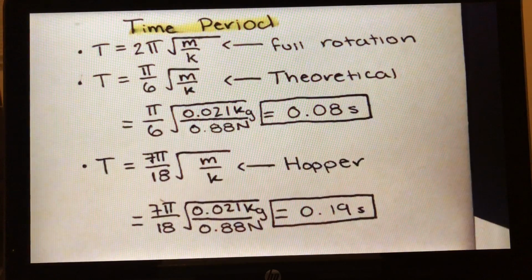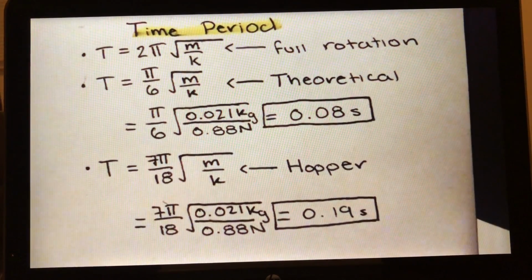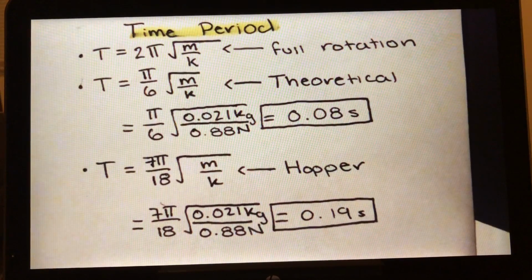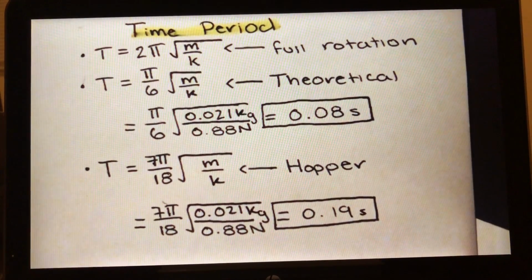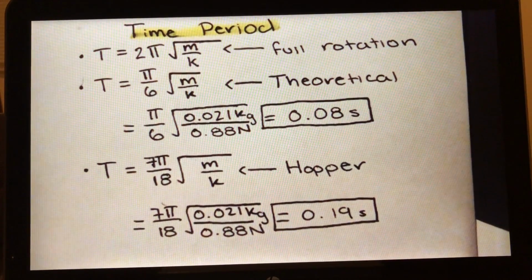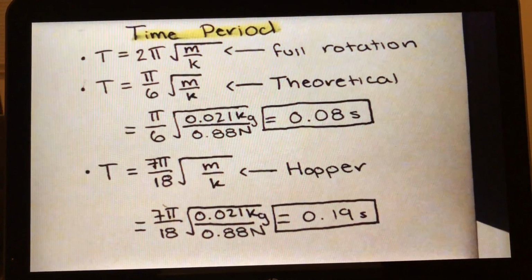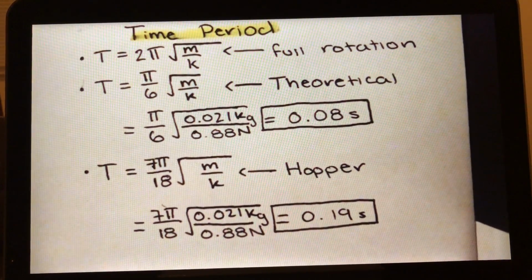This is simply the time it takes for one rotation from side to side. The time period is equal to 2 pi times the square root of the mass divided by the constant of elasticity. Theoretically, I found this value to be 0.08 seconds. For my hopper, that was actually 0.19 seconds. As you can see, I switched out the 2 pi for my theoretical and hopper values.